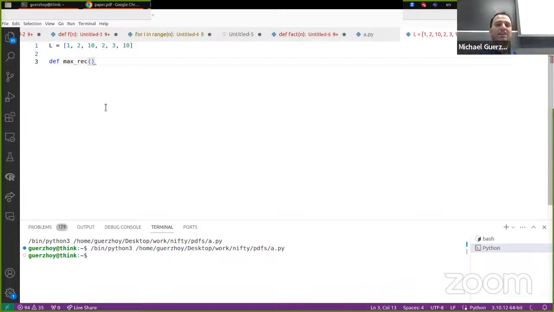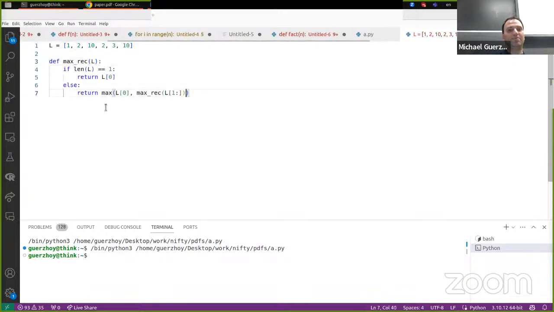So you can say something like this. That's actually good. So we're saying if the length is 1, we just return L at 0 because it's just one element and it's the max. Otherwise, it's the larger between L at 0 and the max of the rest of the list.